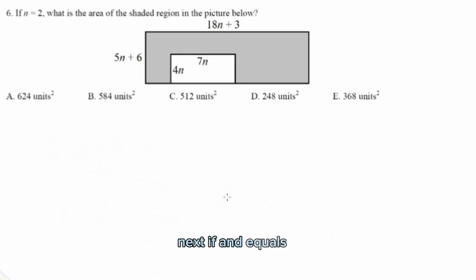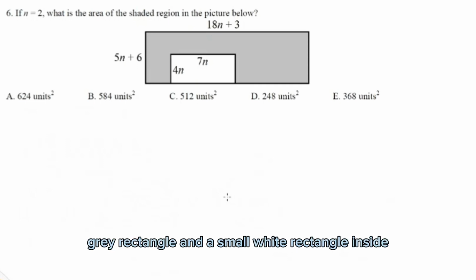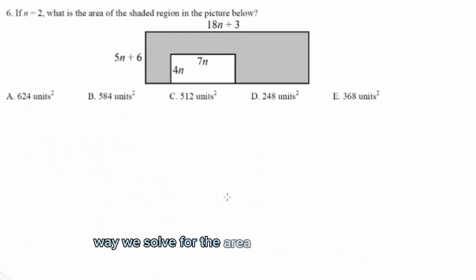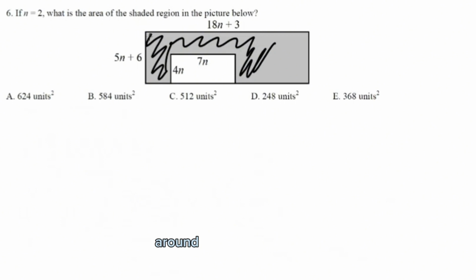Next, if n equals 2, what is the area of the shaded region in the picture below? Alright, so you have these two figures right here. First, there's a large gray rectangle and a small white rectangle inside. The way we solve for the area of the shaded region, which is all of this stuff around the white rectangle, is we find the area of the big rectangle, find the area of the small rectangle, and subtract the area of the small rectangle from the big rectangle.